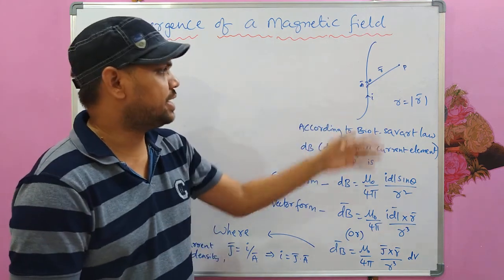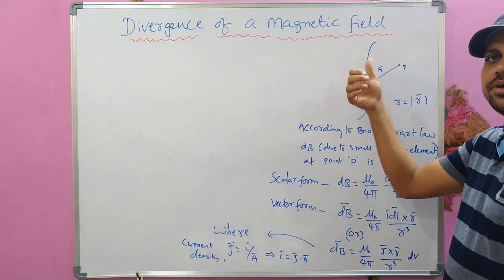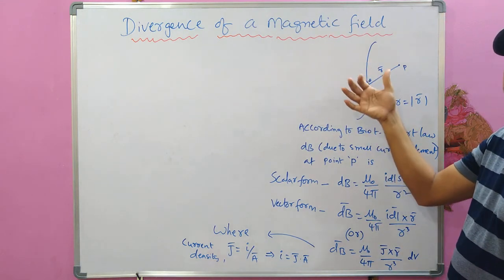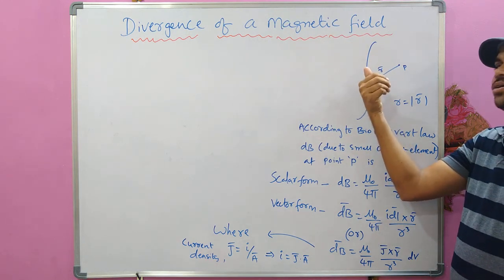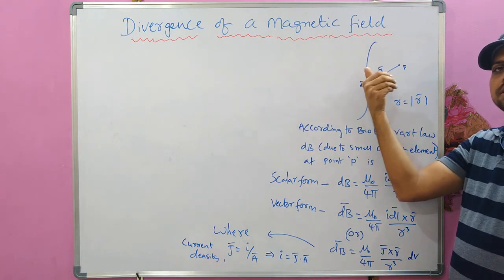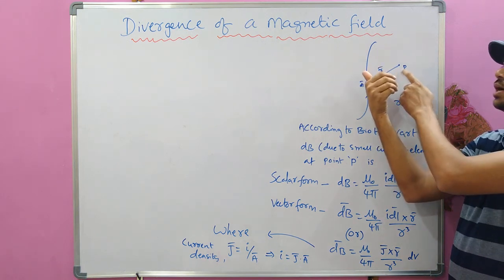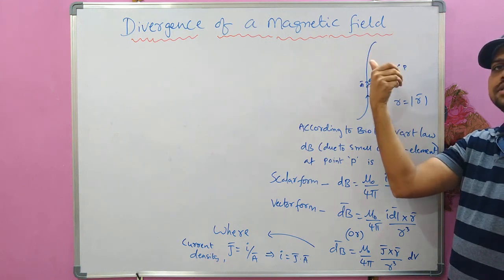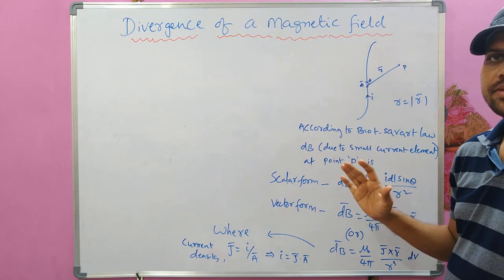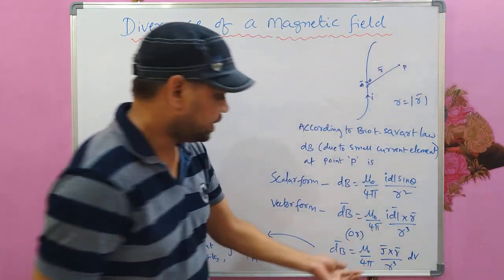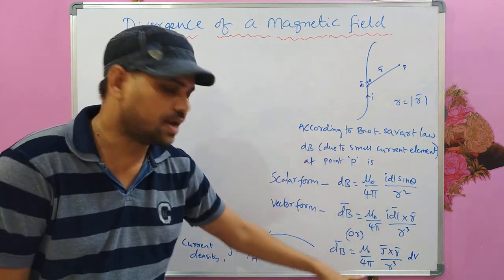And for the direction of magnetic field, you can use the right hand rule: keeping your thumb in the direction of current, curl your fingers in such a way that your fingers represent the magnetic field direction. So in this case, the magnetic field at this point P would be inwards, and on this side it would be outwards.